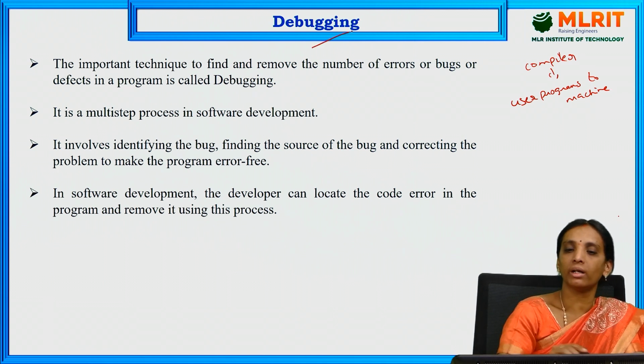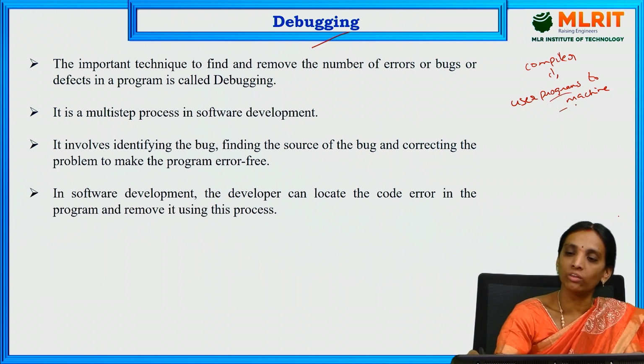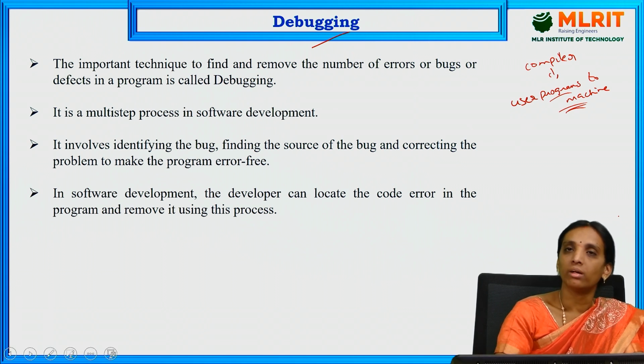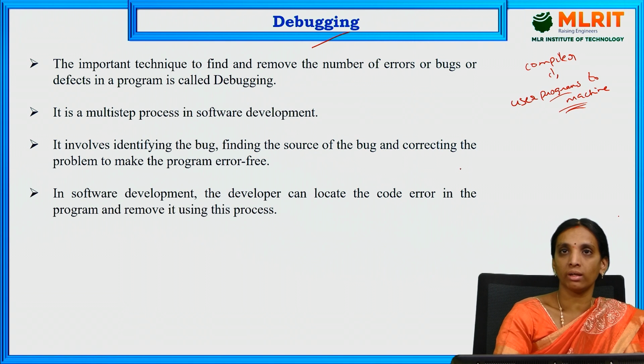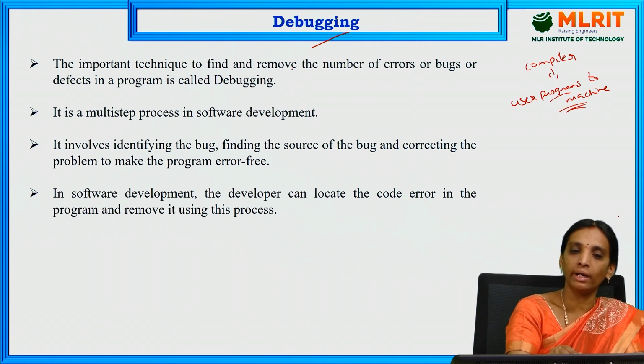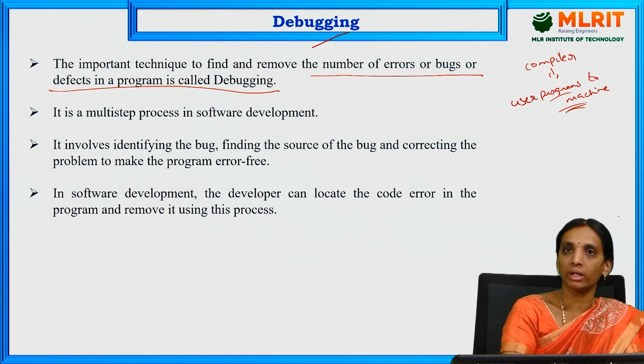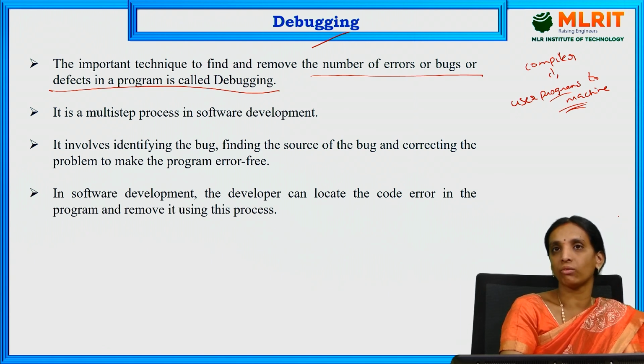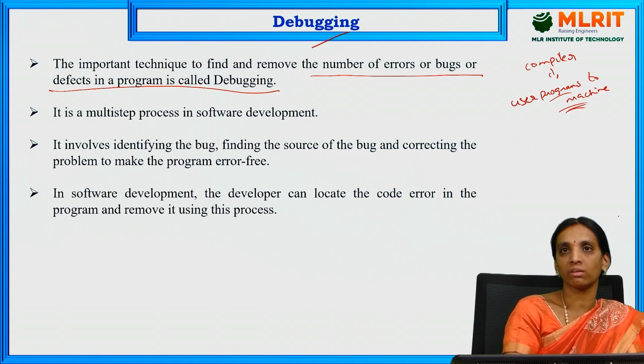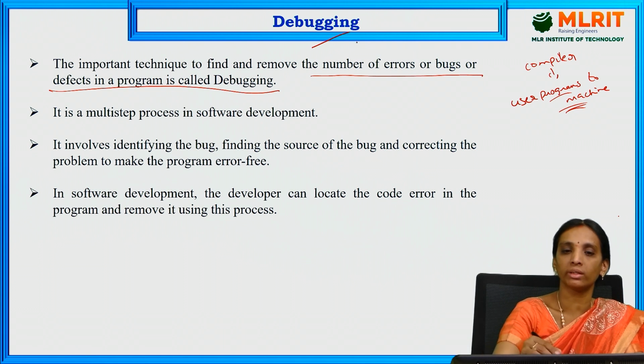And here the debugger is used for checking any errors in these machine language programs. If any errors are there, we have to fix those errors and recheck the program until there are no errors. The important technique to find and remove errors, bugs or defects in a program is known as debugging. By using the debugging method, we can check for syntax errors, programmable errors or human-made errors, so we can find any error in our source code.